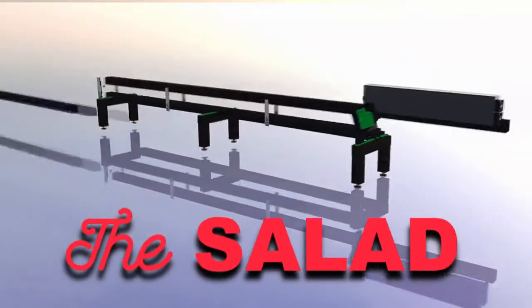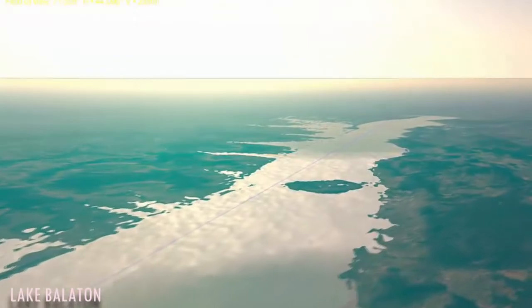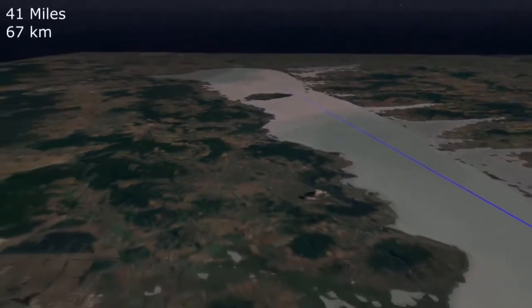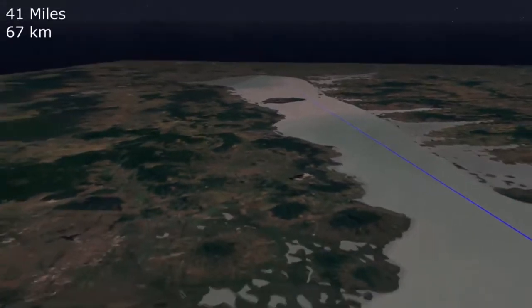The SALAD. FE Core decided to continue the curvature tests at Lake Balaton, but with a more ambitious goal of pointing the laser across a longer portion of the lake. This would attempt to measure the convexity of the lake over 41 miles or 67 kilometers.